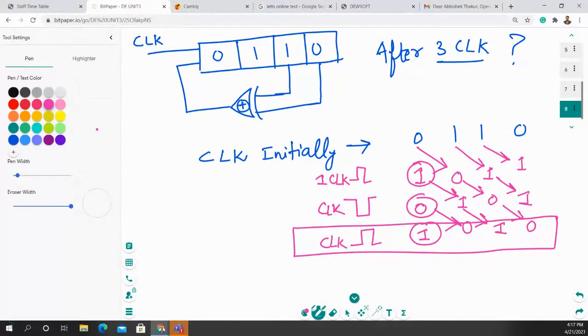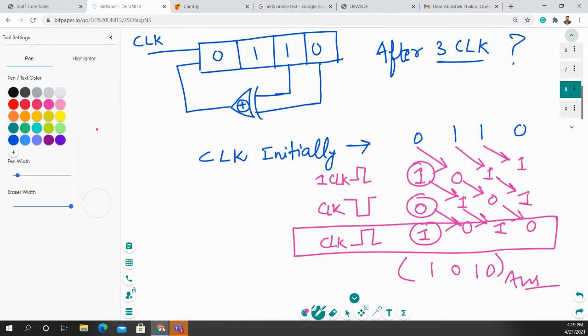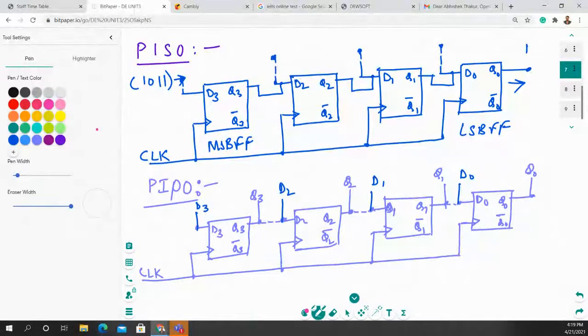We are not performing the fourth step. So you will get the output 1010. All the data is transferred simultaneously. As you have seen in parallel out, this is the parallel in, parallel out operation. Let's suppose that you are providing 1011.